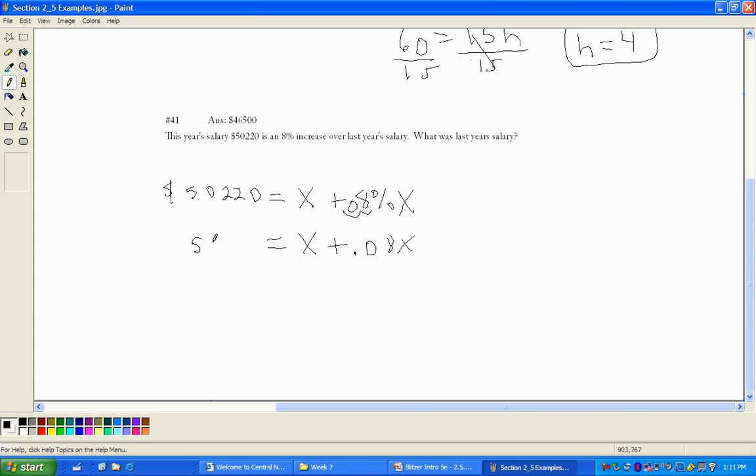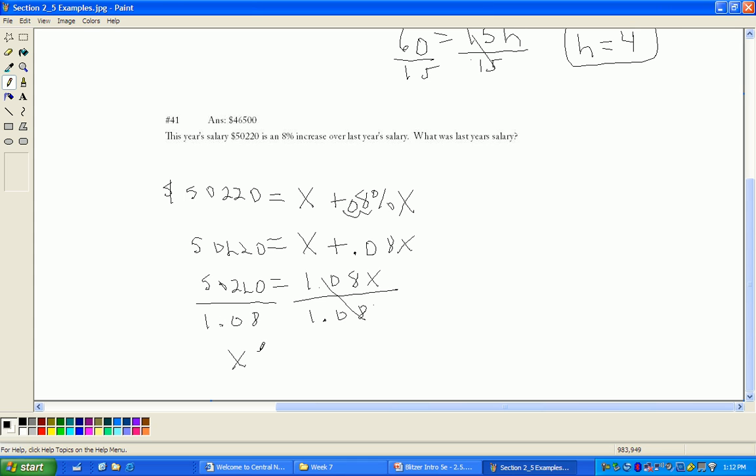We have 50,220 over here. Now we combine our x's. 1x plus 0.08x is equal to 1.08x. We're going to divide both sides by 1.08.